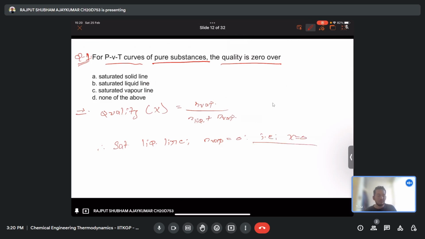And there is also a term called the quality factor Q in mass transfer. If you take a saturation line, Q will be equal to 1. Similarly, in chemical engineering thermodynamics, we define the quality X by the formula: the number of moles of vapor divided by the number of moles of liquid plus the number of moles of vapor. But for a pure substance, we will consider it as a saturated liquid.